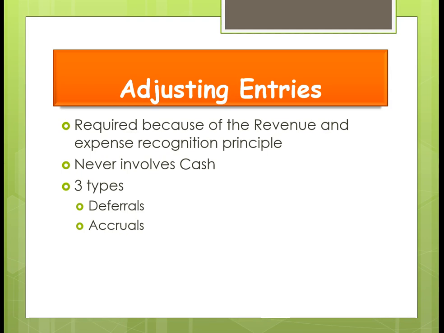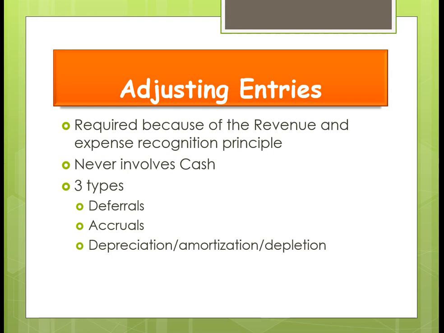Accruals, these are not on the books at all. And for these, what we're going to do is record them for the first time. An example would be we did work, but we didn't have time to put it on the books, and we didn't get paid. So that would be an accounts receivable and it would be service revenue. And then, of course, we have depreciation, amortization, and depletion.